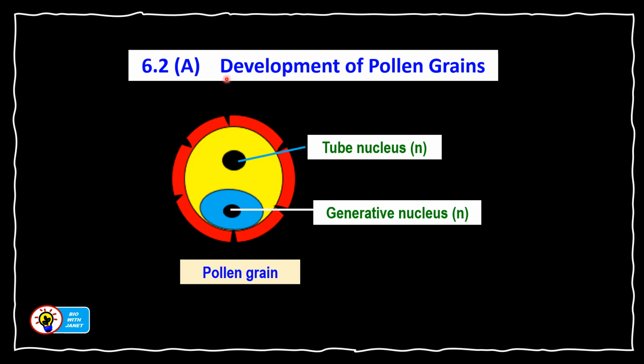Firstly, let's discuss the development of pollen grains. 6.2a, development of pollen grains. So this is one pollen grain showing you the tube nucleus, which is haploid, and the generative nucleus, which is haploid, inside the pollen grain. Let's find out how this pollen grain is formed.